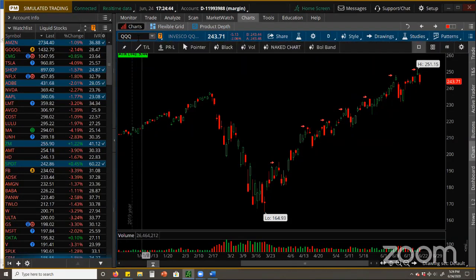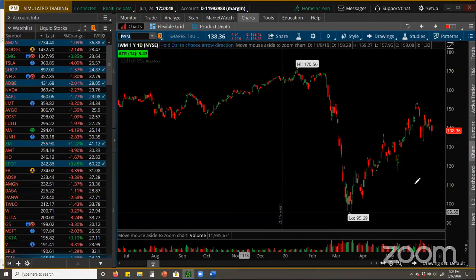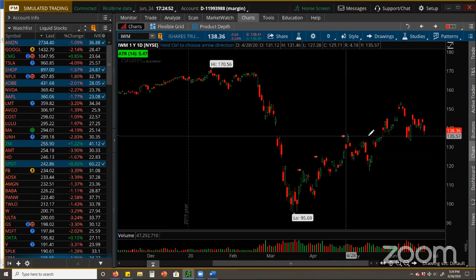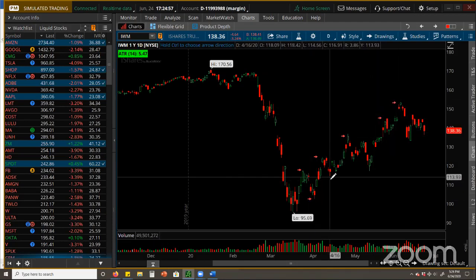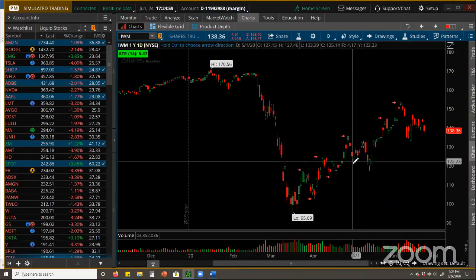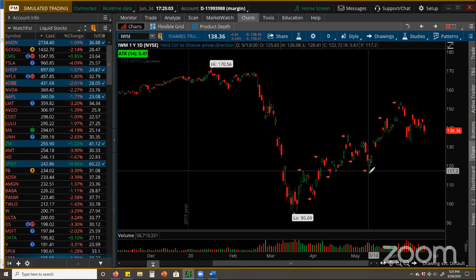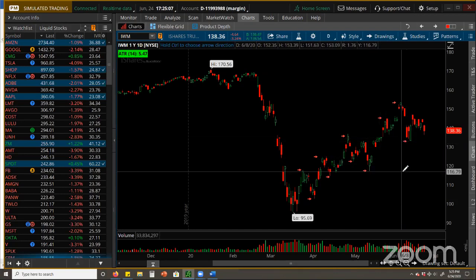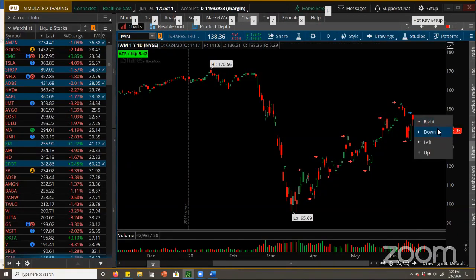I'll tell you one that's not as crystal clear though. How about IWM? Okay, this was in an uptrend, higher high, higher high, higher high, higher high, higher high. You look at the pivot low, higher pivot low. Now this made a lower pivot low technically here. Okay, came back up, and I'm going to call this a higher pivot low.